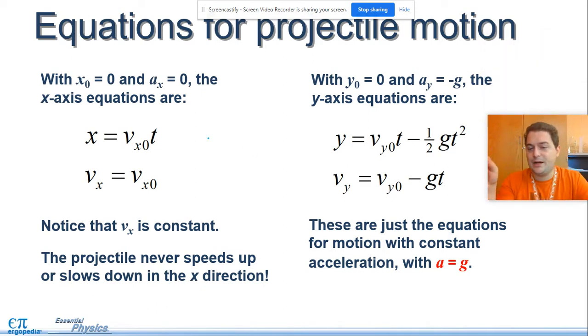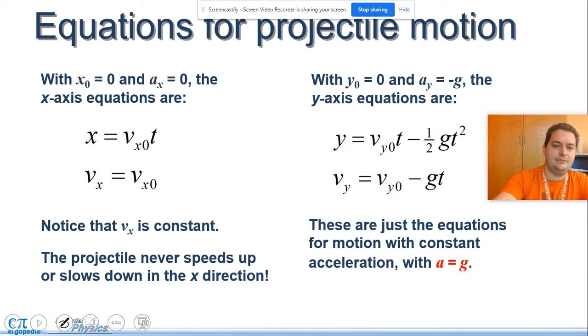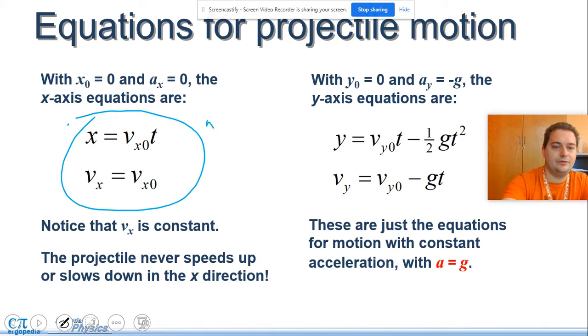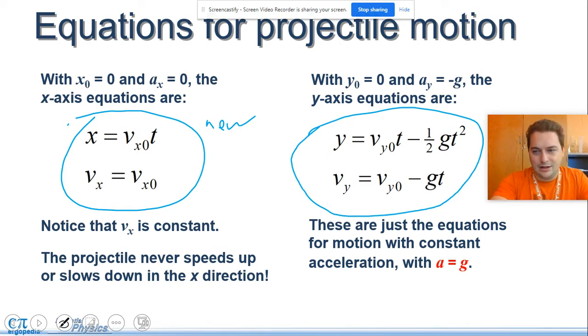Y equals vy0 times time t minus 1/2 gt squared. And vy equals vy0 minus gt. Now, let me tell you, these equations, this is all new stuff. This is all new. These other equations over here, first look, you say, oh, I don't know those equations.